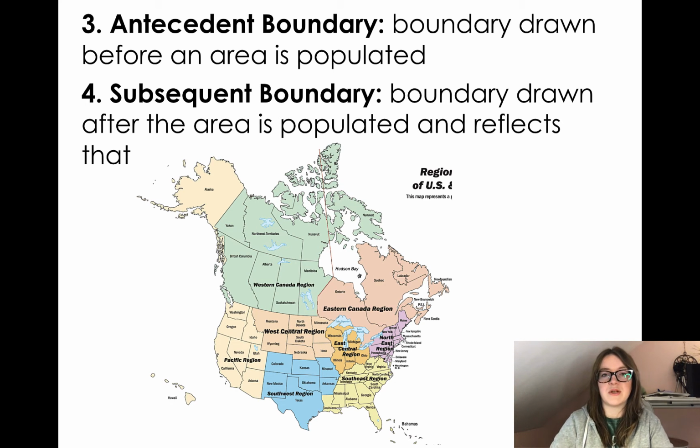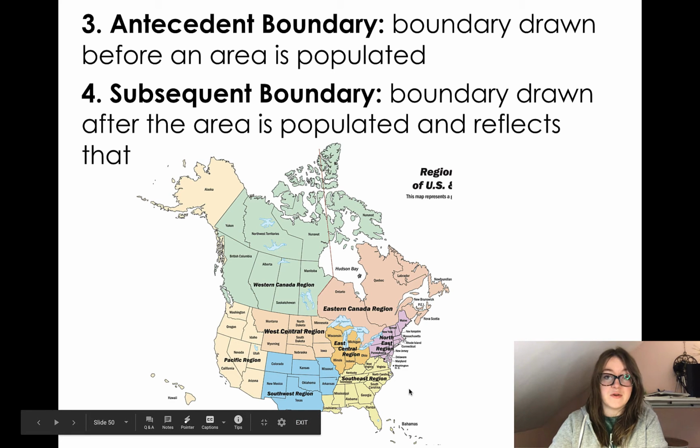In cultural boundaries, we also will see antecedent and subsequent boundaries. So ante, A-N-T-E, means before, not anti, which means against, but ante means before. So this is a boundary that existed before people, before an area was populated. Think things like our mountains, our rivers, our deserts. Those are antecedent boundaries. They existed because nature put them there way before people ever put them there. But they also help to separate cultures, to keep them isolated from each other.